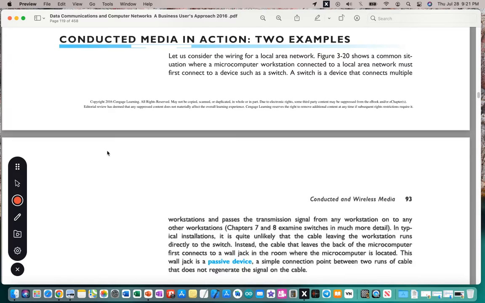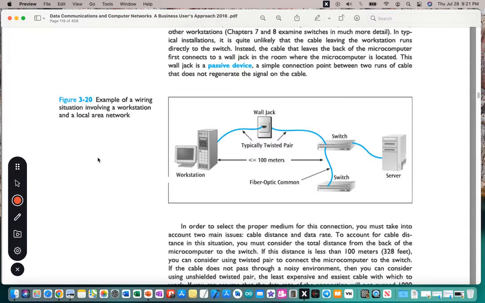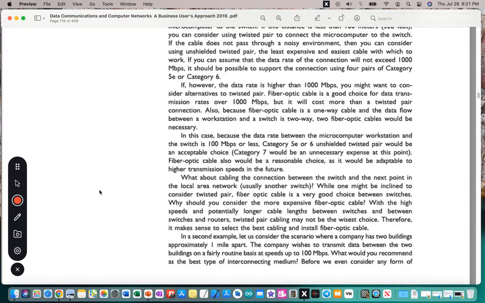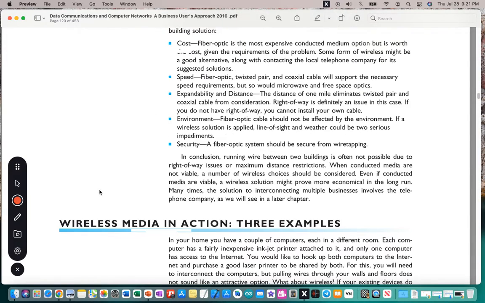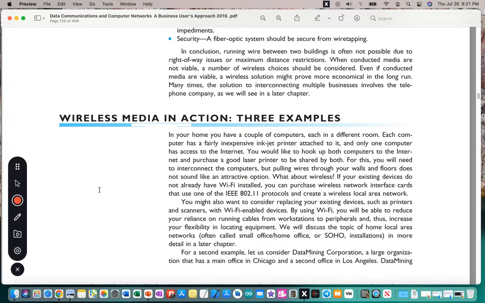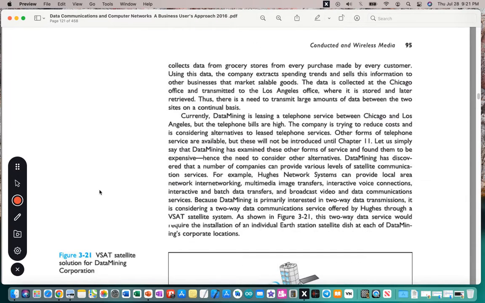conducted media in action. 2 examples, okay? Example of a wiring situation involving workstations and a local network. This is the first example. The second, and this is the explanation. And wireless media in action, 3 examples. Now we are going to talk about wireless.